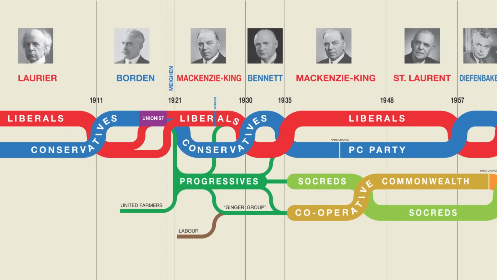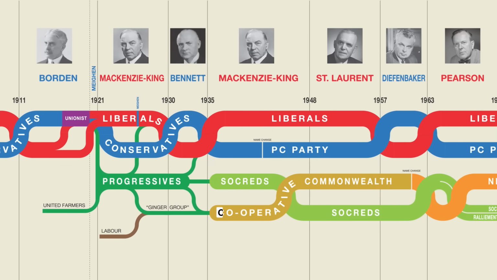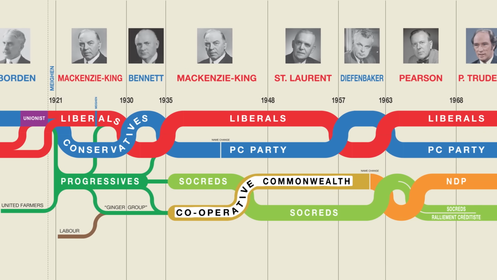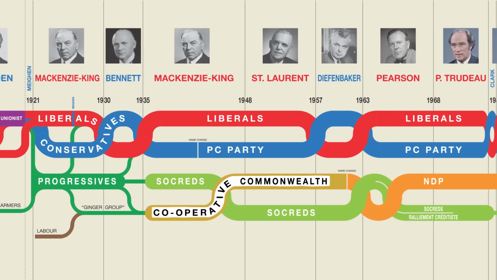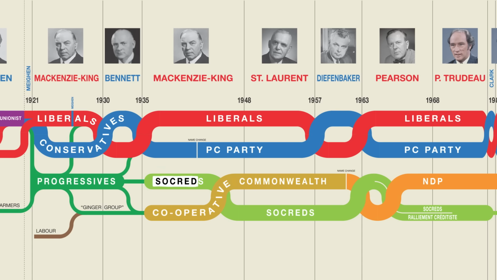If we move forward to 1935, you'll see that the Ginger Group ended up forming a new party, which was called the Cooperative Commonwealth Federation, or CCF. It was definitely left-wing and aligned with a political philosophy called democratic socialism. However, at the same time, another new party was established, called the Social Credit Party, or SOCREDS for short. It too drew from former progressives, but was more socially conservative and right-wing.